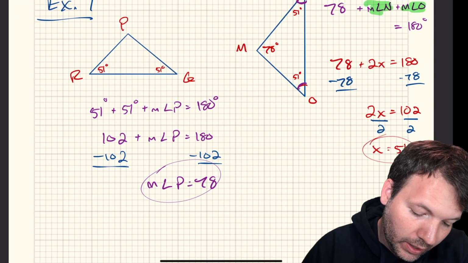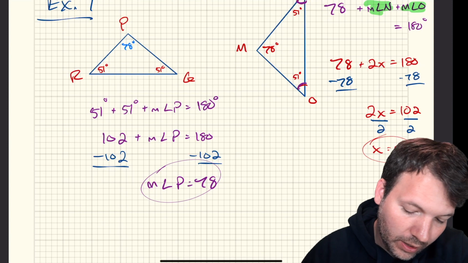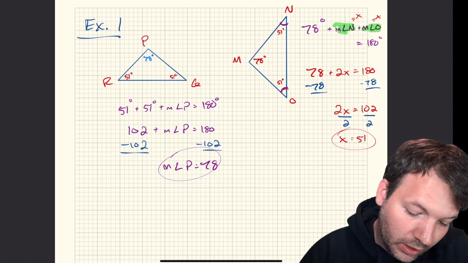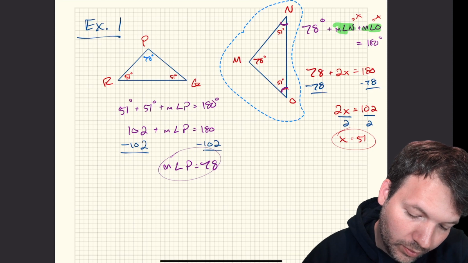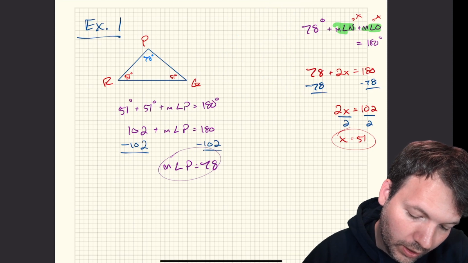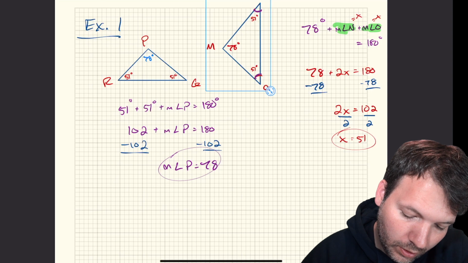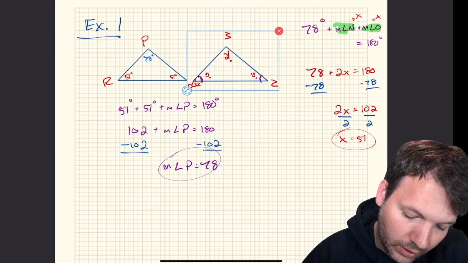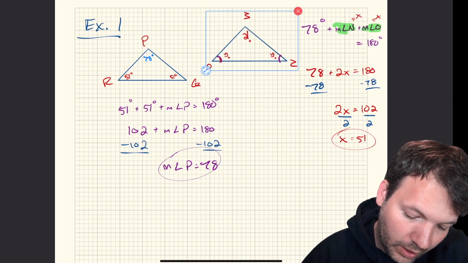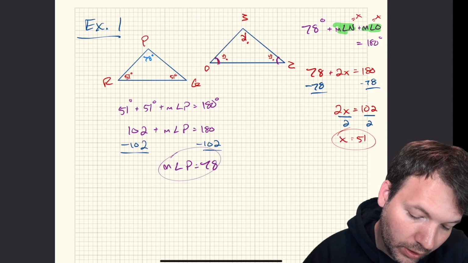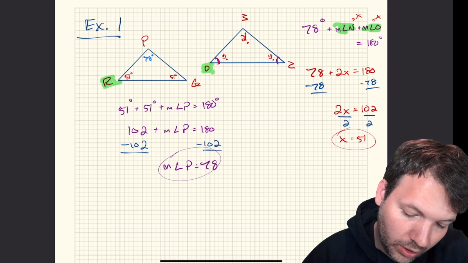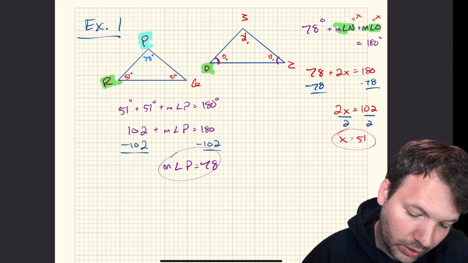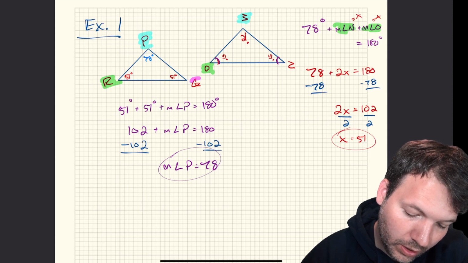So what that looks like, oh, I forgot to come up here, right, 78, is we just want to make sure they line up. So let's take this triangle right here, and this would be a place where I might rotate it such that I get the positioning right. And so I can see, okay, R is in the same position as O, P is in the same position as M, and Q is in the same position as N.